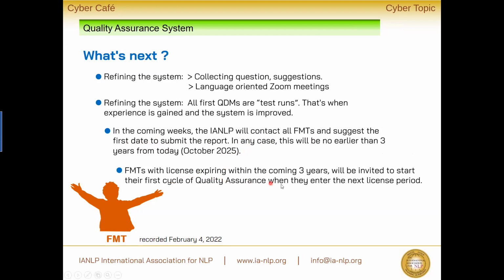Some fellow member trainers will have their license expiring within the coming 3 years. This will be the time when you get the new license, the new certificate, and we will set the 3 years for the cycle of the quality assurance.